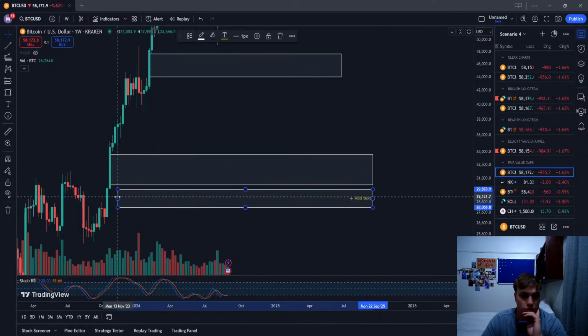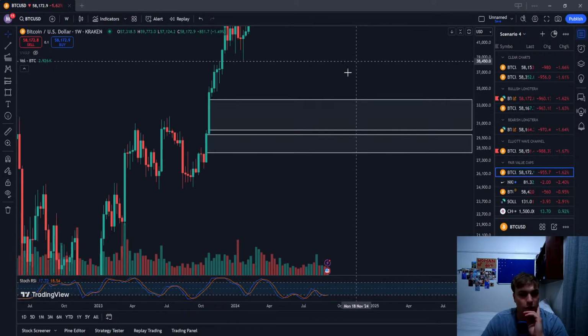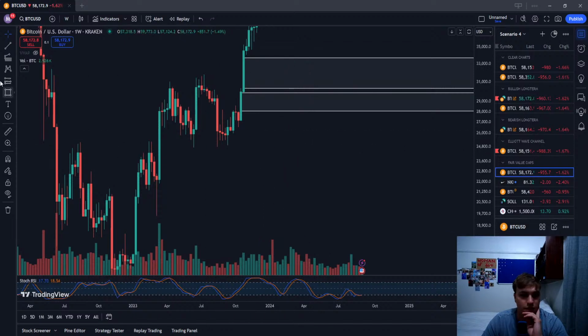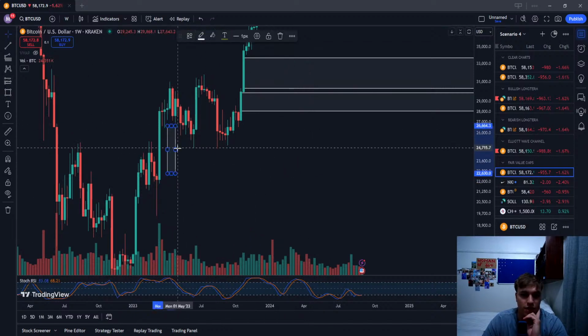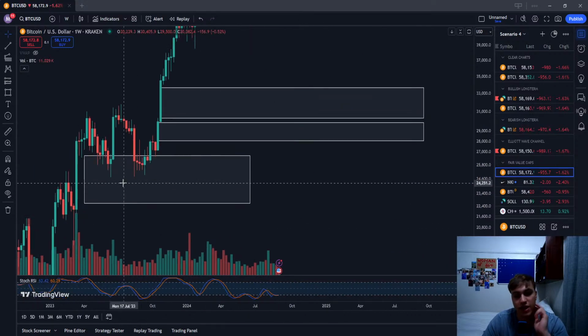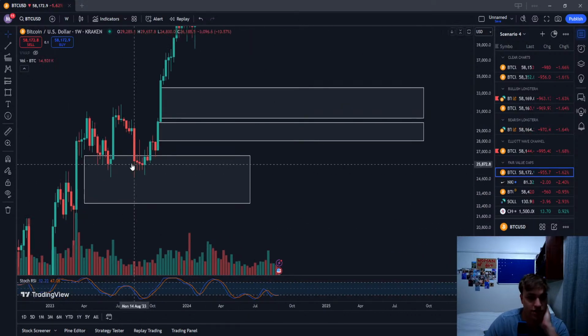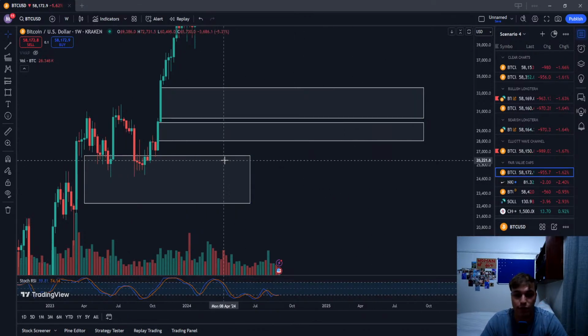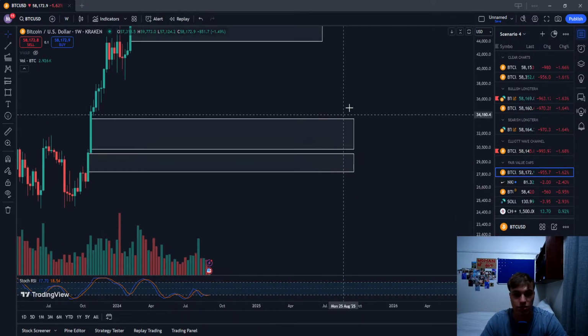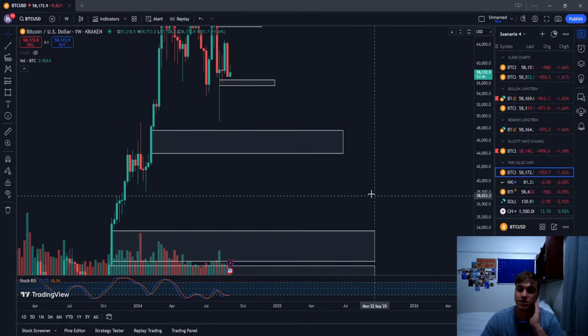So we can actually draw that one out too. But yeah, we often use it as support. For example, here's a good example of where we used it as support. We used it actually twice here as support. We bounced into it, support, bounced into it again, and this was at like $24,000, back when Bitcoin was relatively cheap compared to what it is now.